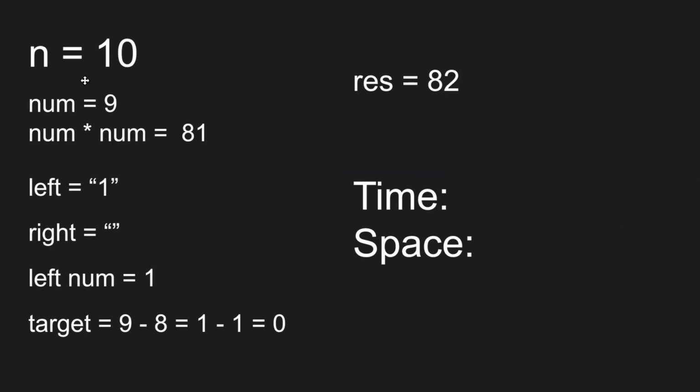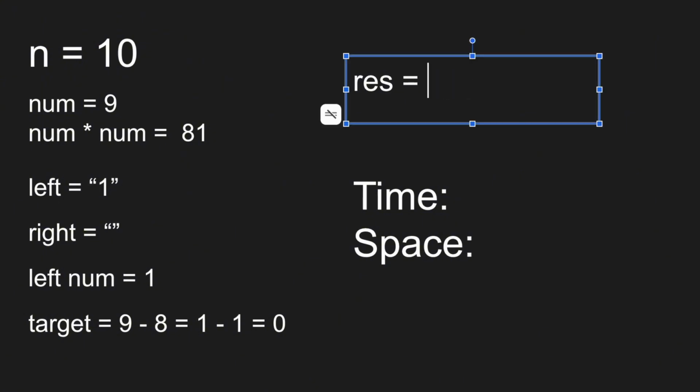And as I have shown earlier, the number 10 also works, and 10 times 10 is 100, so we can add 100 to result. So the result of this example would be 182.